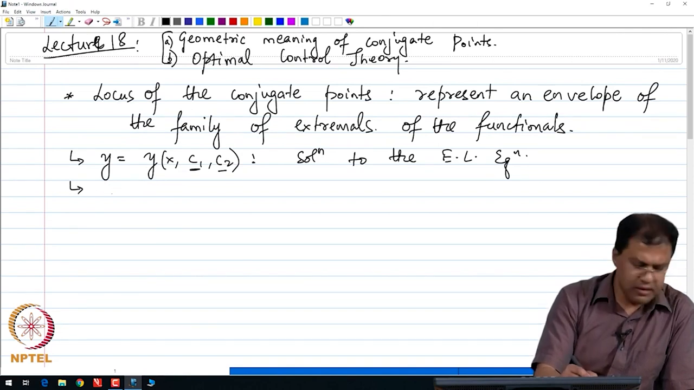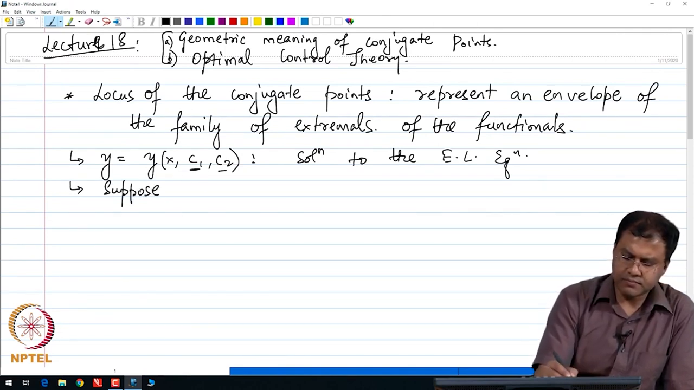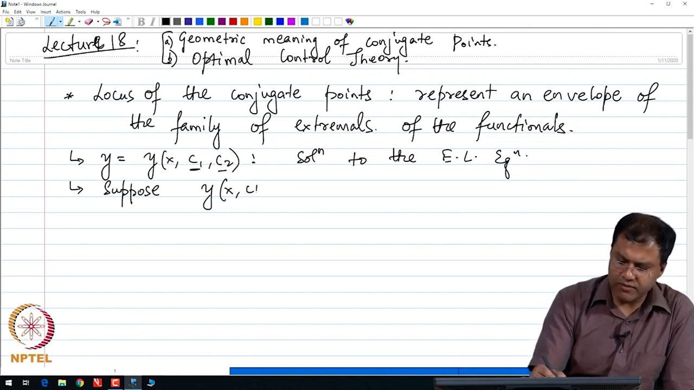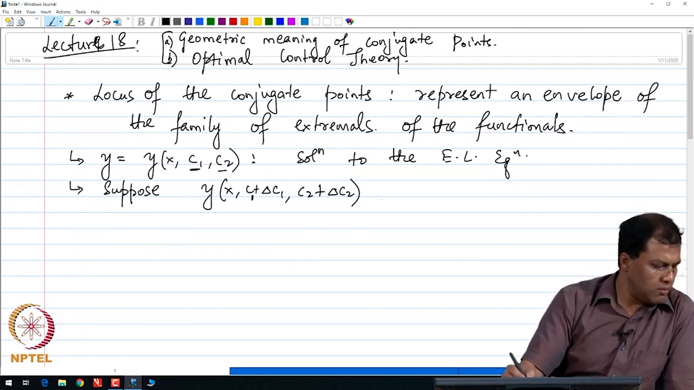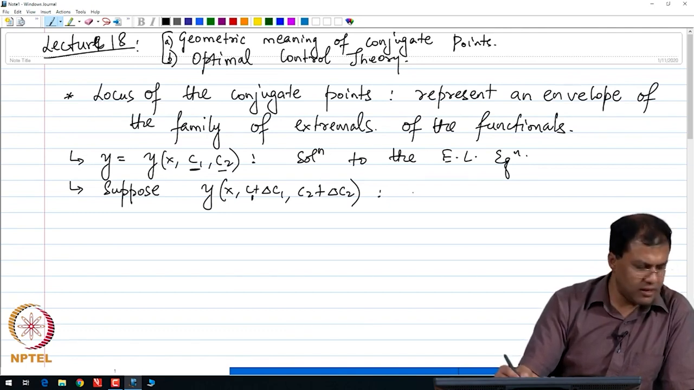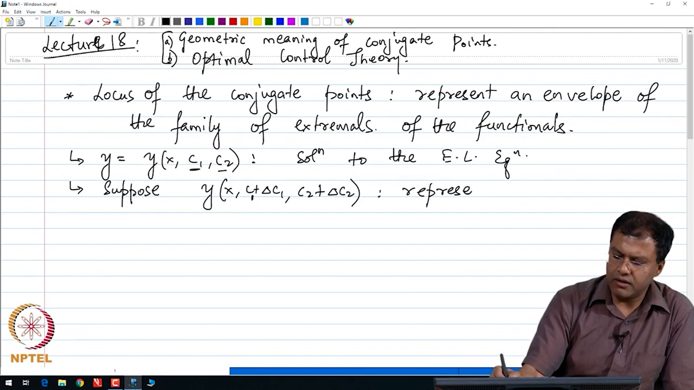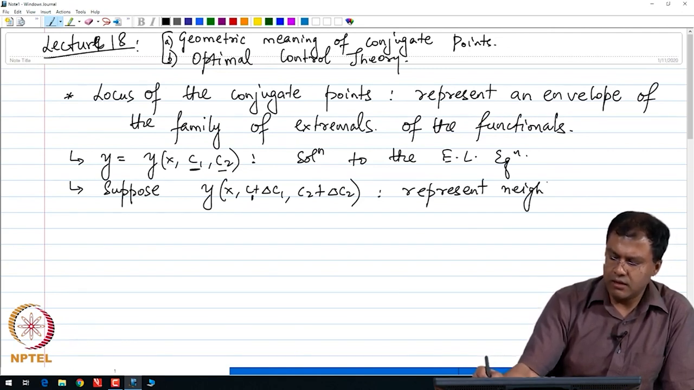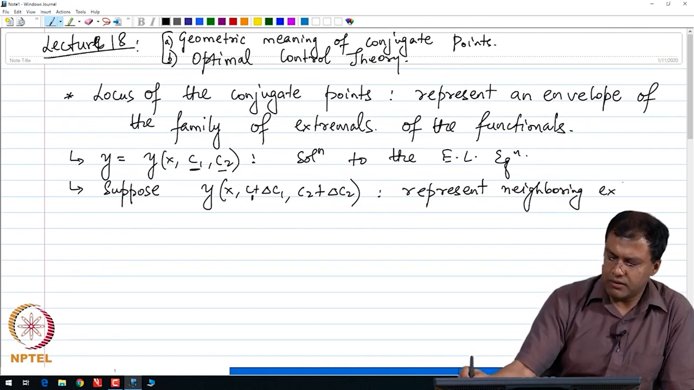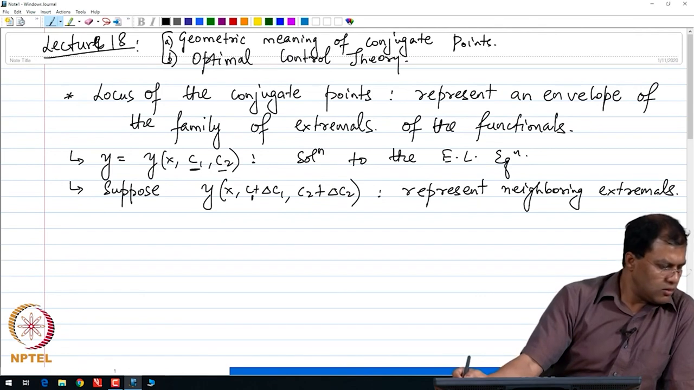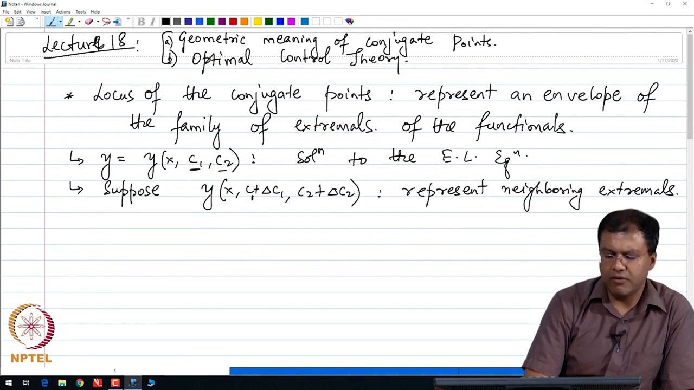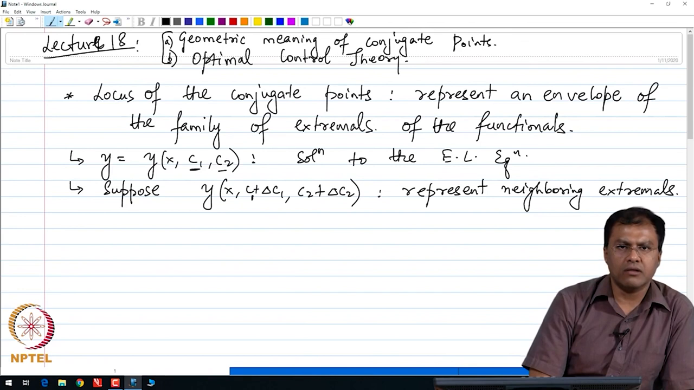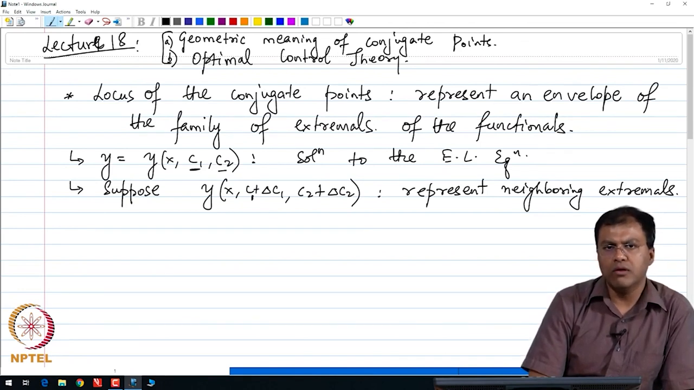So let us consider y of x comma c1 plus delta c1 comma c2 plus delta c2 to be the family which represents a neighboring extremal. Okay. So this change in the family of extremals is quite smooth, because y, that extremal itself, is a smooth function with respect to these constants c1 and c2. Okay.